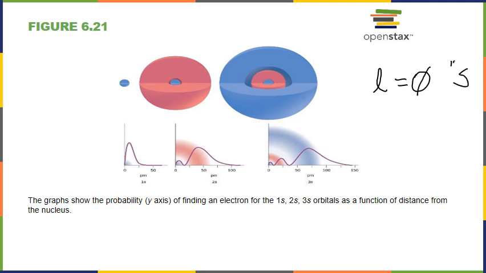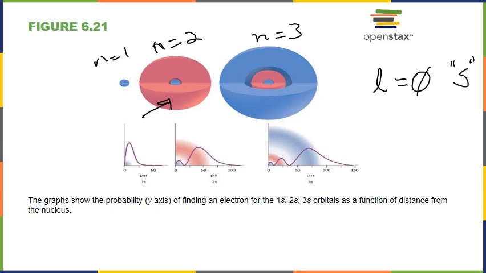When L equals 0, it is an s orbital. These are clearly not the same s orbitals. These are different sizes, which means they have different n values. This is n equals 1, n equals 2, and n equals 3. If we had n equals 4, it would be even bigger. This also is the probability. What we are looking at here is the likelihood of finding the electron in this space around the nucleus.